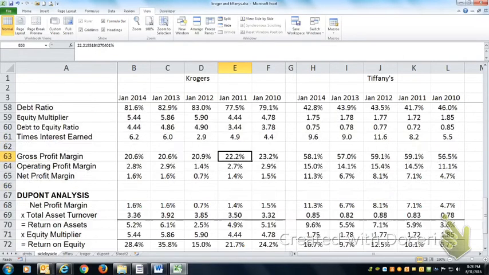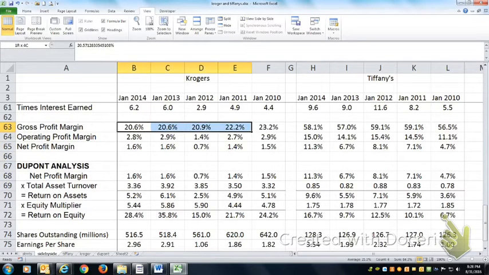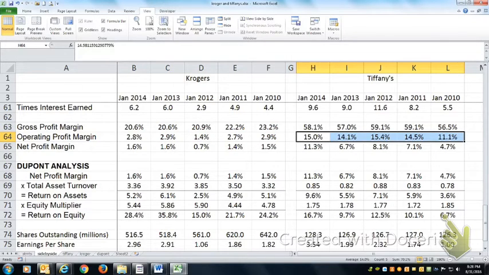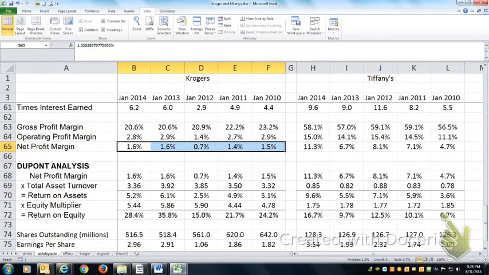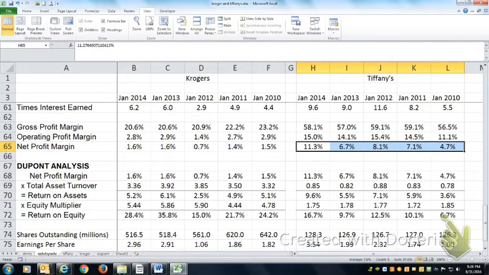If we go down here and look quickly at gross profit margin, Kroger's is in a commodity business. They can't mark up their prices very high, so they only earn gross profit about 20 cents on the dollar, and it's 3 times that for Tiffany's. The operating profit is much lower for Kroger's, much higher for Tiffany's. And then the bottom line net profit, that's the revenue minus all the expenses, about 1.5% for Kroger, whereas Tiffany's is up closer to 10%.